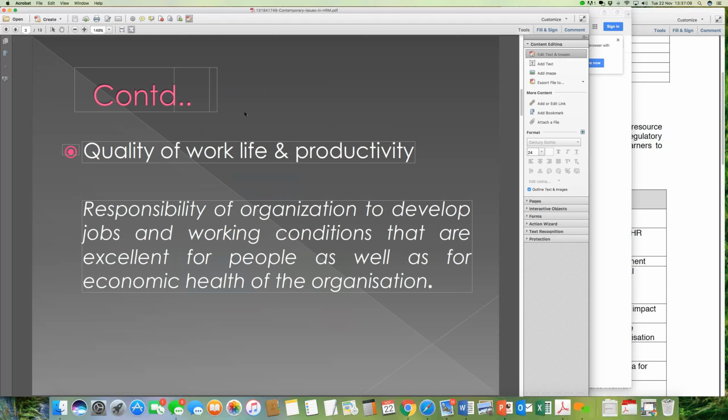Now here, the HR manager and the organization have a responsibility to develop a working condition that is very well providing the economic well-being of the organization and also taking care of the individual. Right? Now, an example here would be when you look at IT in terms of technology.